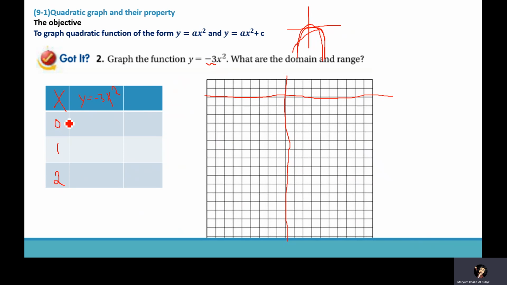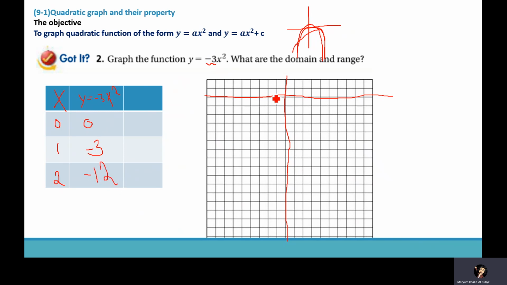So many students, once they substitute, sometimes this is 0. 0 times anything gets 0. Now once you multiply by 1, it will be negative 3. Once you substitute this one here, it's 2 to the power 2, it's 4. 4 times negative 3 is negative 12.